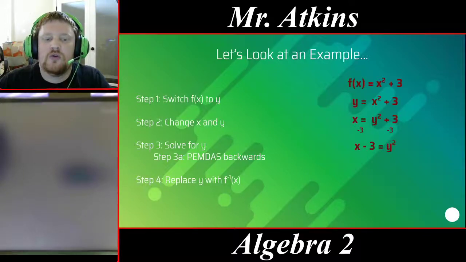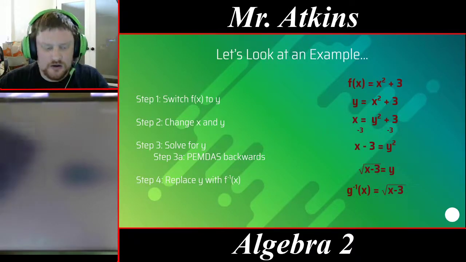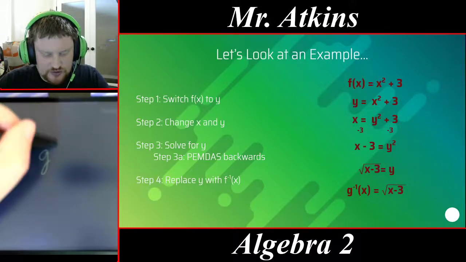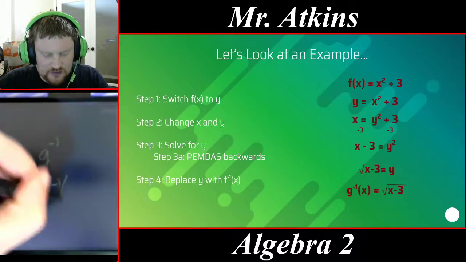So what we have here is the square root of x minus 3 equals y. Keep in mind that when you take the square root of both sides, you're taking the square root of all of both sides. All we have to do from here is change y to f of x, and for some reason I put it as g of x, so that is an error. That shouldn't be g inverse, that should be f inverse of x.